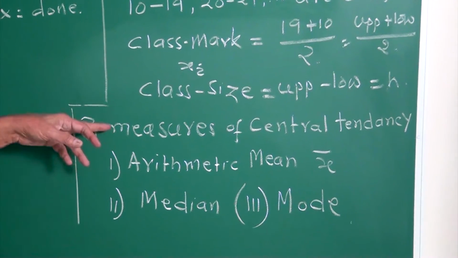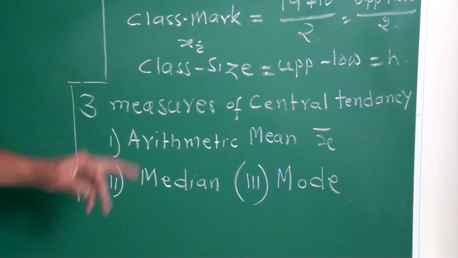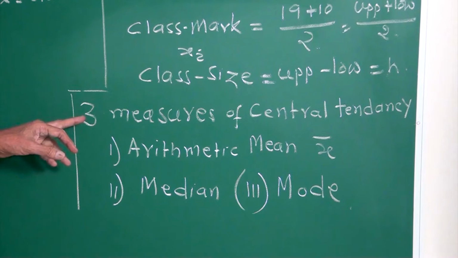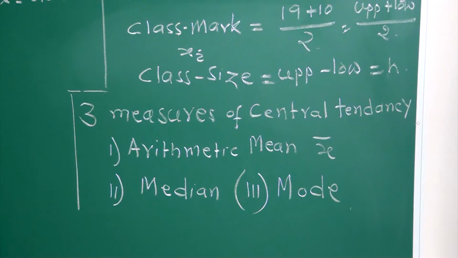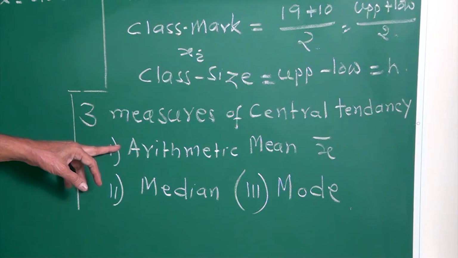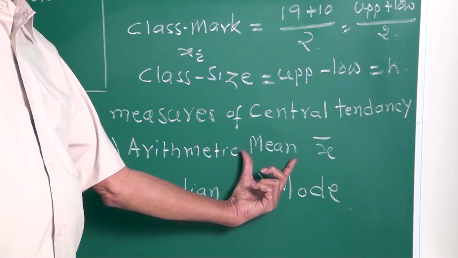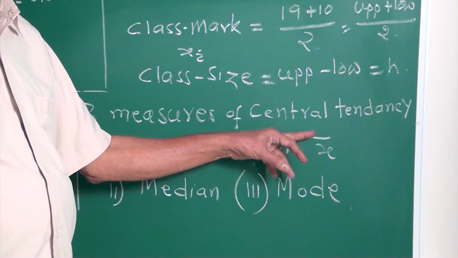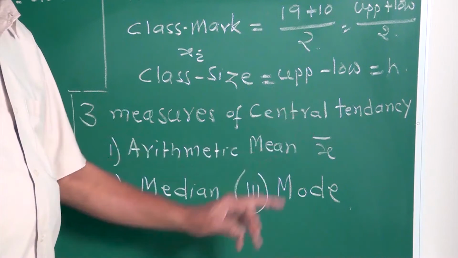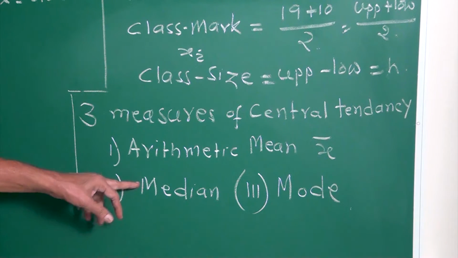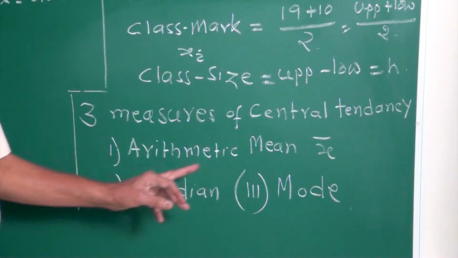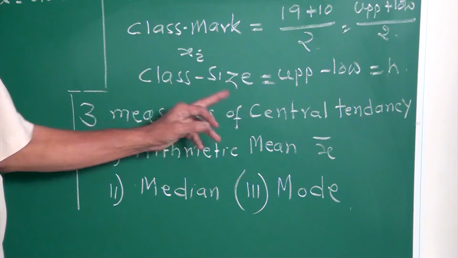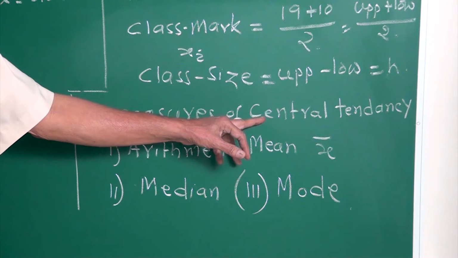Next comes, my friends, the 3 measures of central tendency, which we defined in the first video yesterday. First is the arithmetic mean, or sometimes simply the mean, denoted by the symbol x bar. Second is the median. Third is the mode. Mean, median and mode are known as the 3 measures of central tendency.